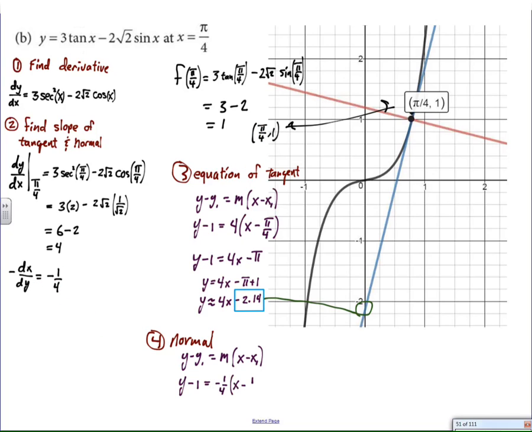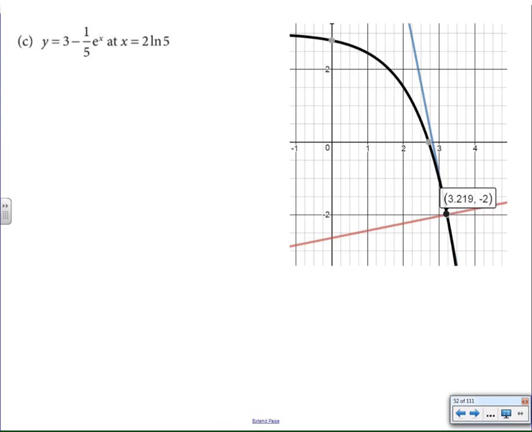I know I went through this really fast, but it's the same process as I showed you just before. The only difference is we're dealing with different numbers. At this point, though, if you want to pause the screen and make sure you understand everything that happened here, again, it's the same work that you saw before.